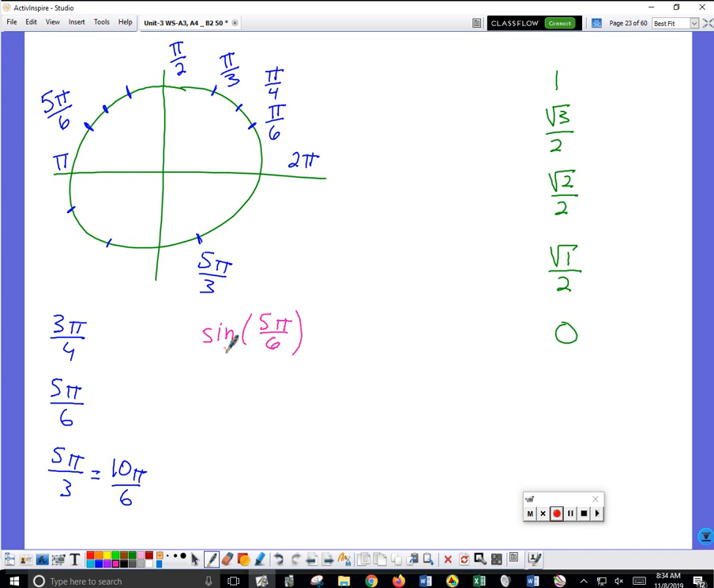Sine, the way I remember, is sine has the I in it. The I goes up and down. So the sine is always an up and down distance on my little circle. Sine is the up and down distance. Okay?